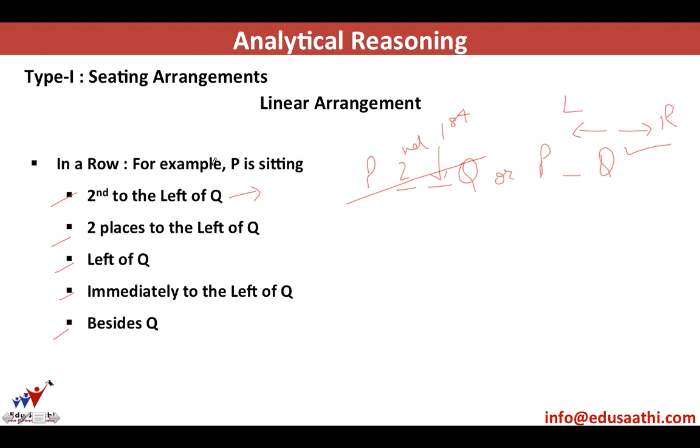Now what if the wording says P is sitting 2 places to the left of Q? This is Q. Again, it doesn't mean this way. Why? If this is Q, this is the first place to his left, this is the second place to his left, and this is where P is sitting.